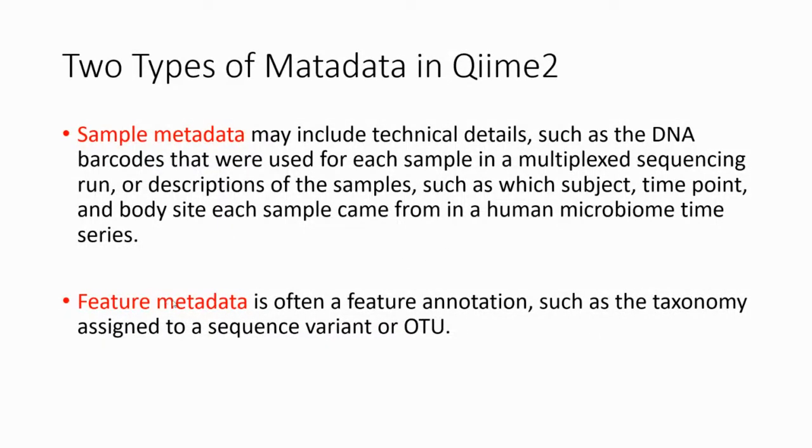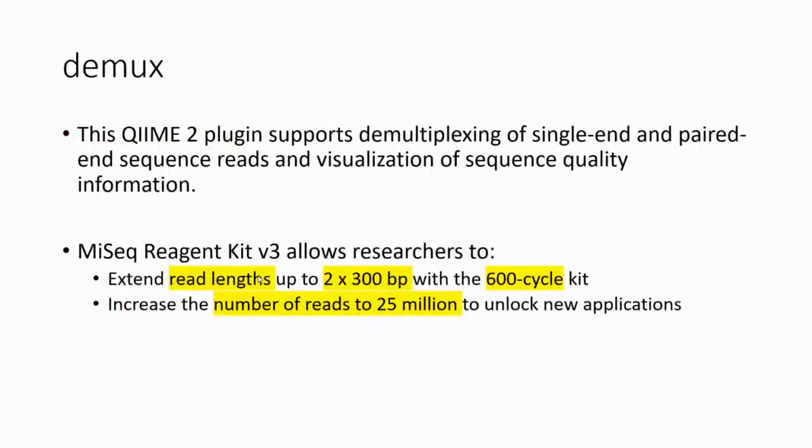And also we have the feature metadata. That's the feature annotation. So after you perform the taxonomy assignment, then you get the feature data, metadata. So each sample will be assigned a different taxonomy. That's the feature data. We will see it later, okay?